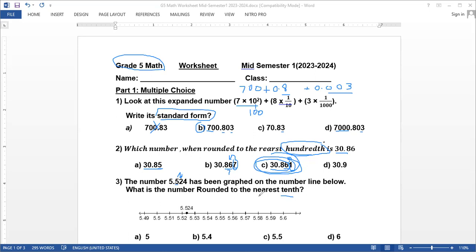Focus with me. He said to the nearest tenth. So I go to the tenth and look at the digit on the right, which is 2. 2 is a small number, so it will not give 1 to 5. So 2 and 4 will be cancelled, and the answer will be 5.5. The answer is C.